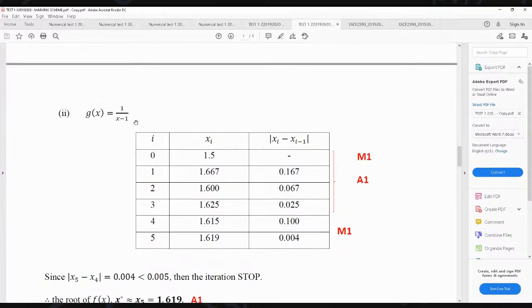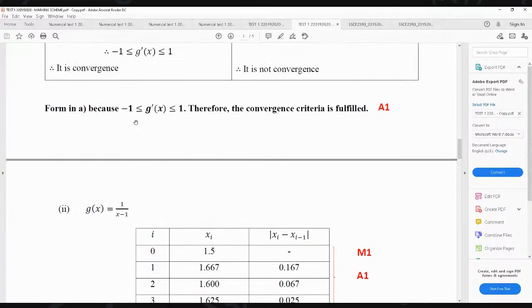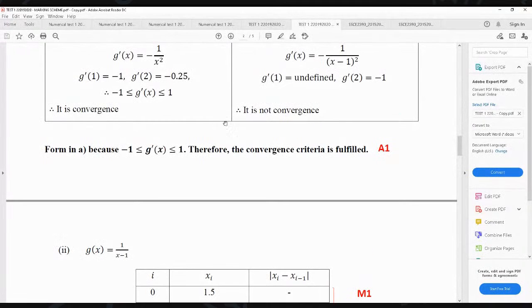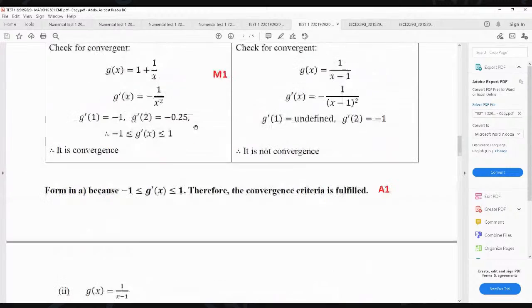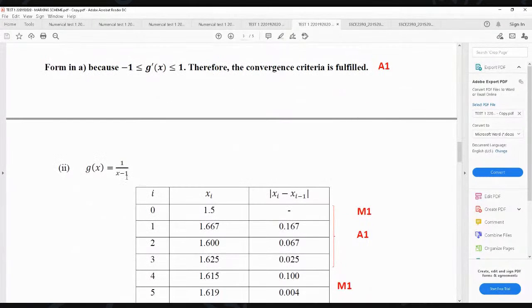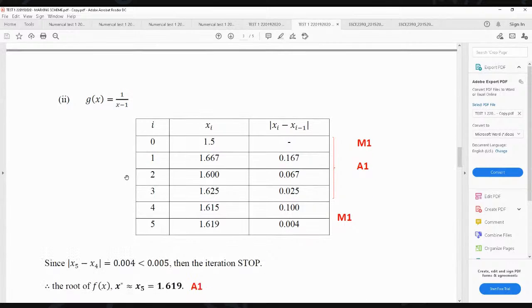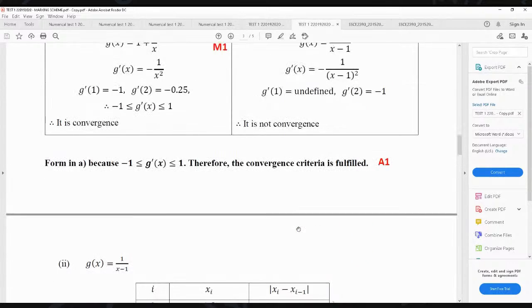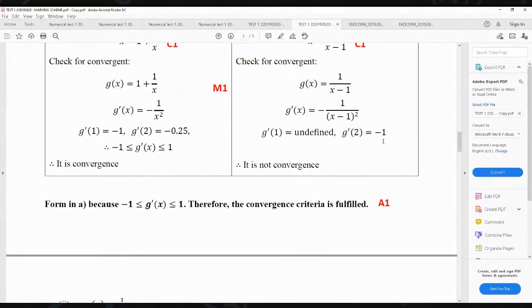This one, 1 over x, is not defined. This one is negative, not converge. In this case it is 1 over x squared. They choose 1 over 1 minus x, which is converge. However, this one is -1. g prime 2 is -1. This one, they said, is not converge.